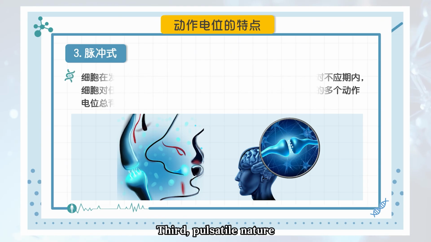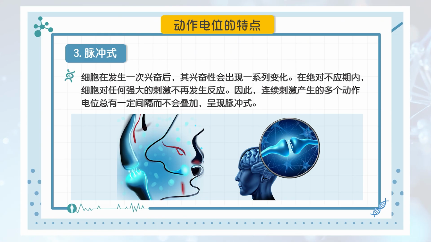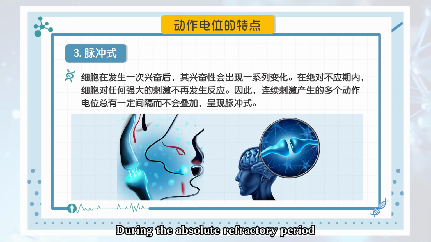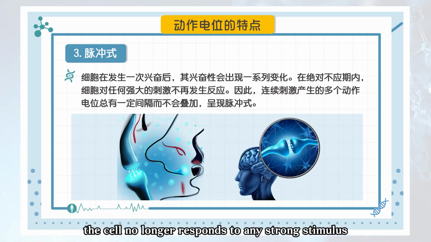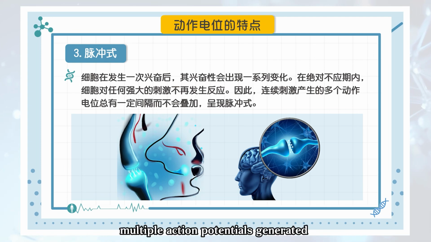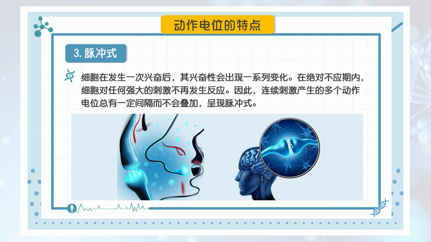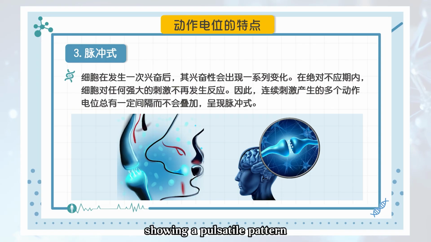Third, pulsatile nature. After a cell is excited once, its excitability undergoes a series of changes. During the absolute refractory period, the cell no longer responds to any strong stimulus. Therefore, multiple action potentials generated by continuous stimulation always have a certain interval and do not overlap, showing a pulsatile pattern.